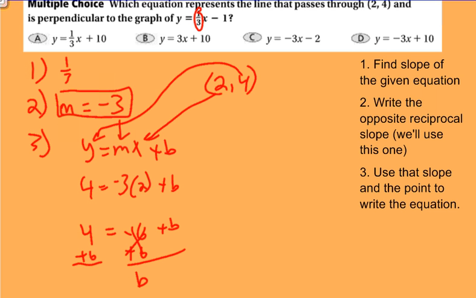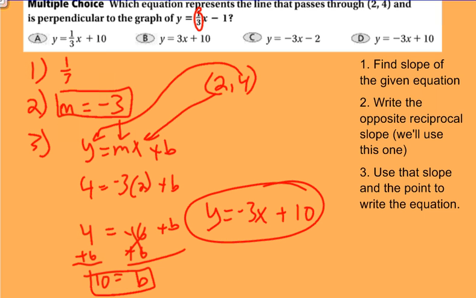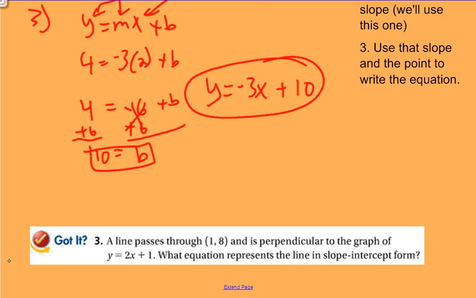And we end up getting b is equal to 10, which is great. We have our b and we have our m. So let's rewrite the equation as y equals negative 3x plus 10. All right, so take note on that. That's the second skill we're doing, writing perpendicular lines.